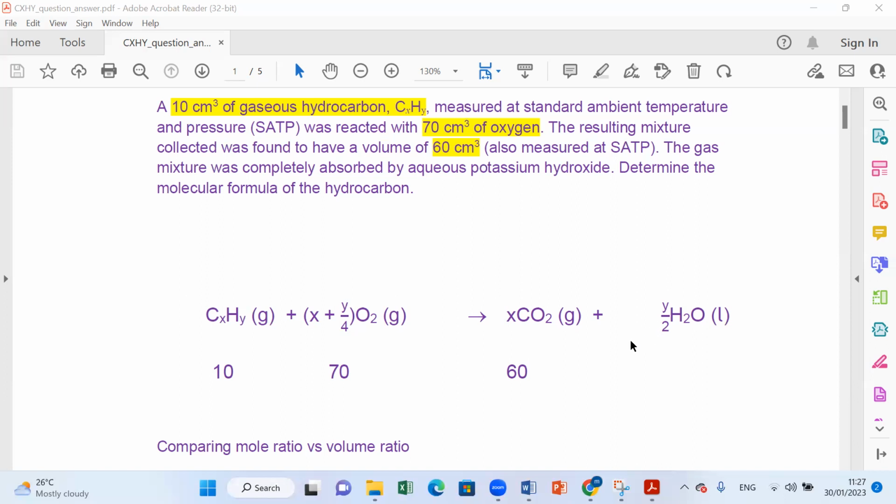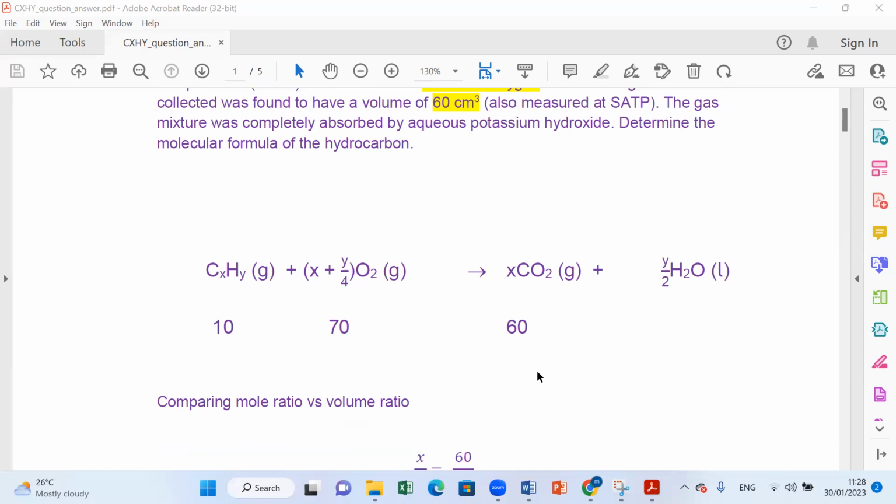Once you have this balanced equation, the way I teach is I always tell my students, you must be able to get three very important data. What are the three very important data? That is the volume of hydrocarbon used, the exact volume of oxygen used, and the last one is the carbon dioxide produced in this chemical equation. As you can see, I already sieved out the data, and that basically is 10 cm cube, 70 cm cube of oxygen, and 60 cm cube of carbon dioxide produced.